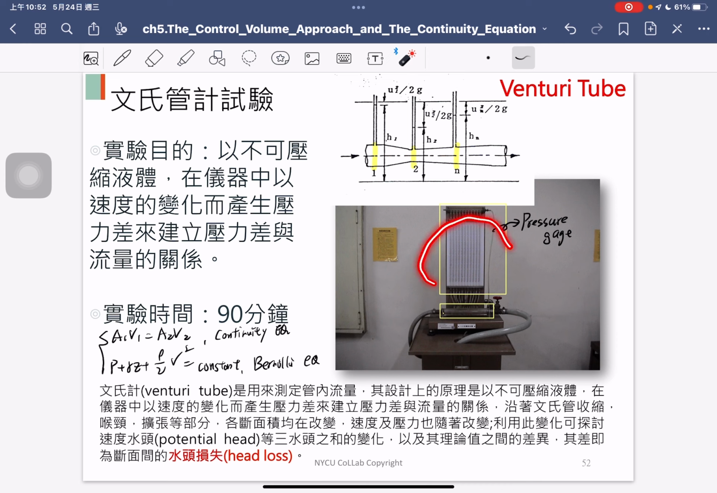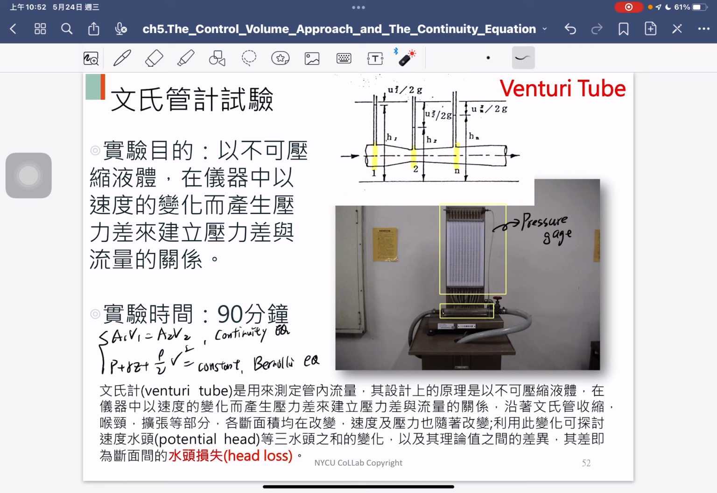This is the true pressure. You can use the pressure gauge to measure. So based on this experiment, actually, the measured pressure and the pressure computed from the continuity equation and the Bernoulli equation are quite different. They are not always the same.